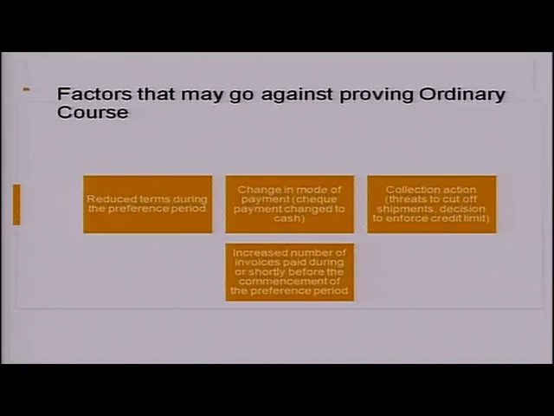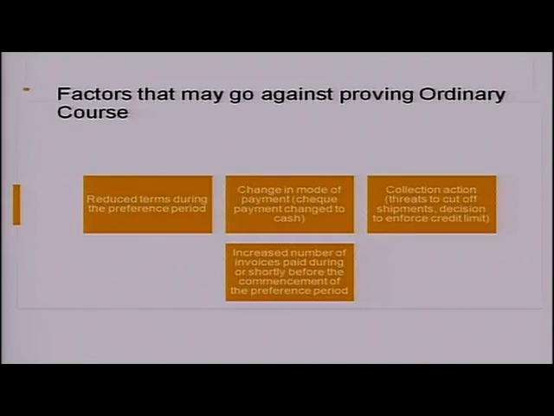Now, these are a few factors which may go against proving the ordinary course. That means reduced terms during the preference period. So normally you pay within 30 days, but if you pay within 15 days, then it will not be treated as an ordinary course of business. A change in the mode of payment could also be considered as not being an ordinary course of business.